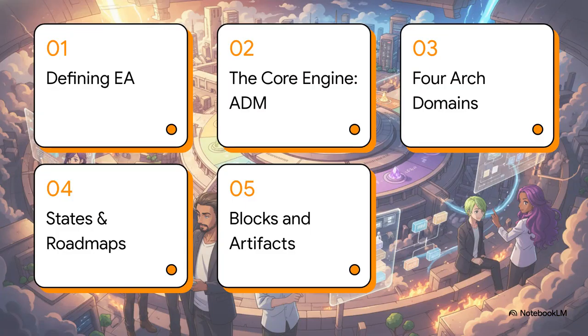Okay, let's map out our journey. We'll start by defining the enterprise architecture itself. Then we'll look at the core engine, known as the ADM. After that, we'll break down the 4 architecture domains, navigate through states, gaps, and roadmaps, and finally, get hands-on with building blocks and artifacts.